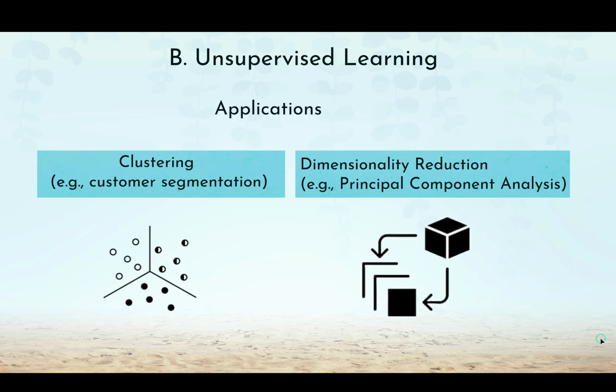Applications. Unsupervised learning has several key applications, including clustering and dimensionality reduction. In clustering, the model groups data points based on their similarities even without labeled examples.